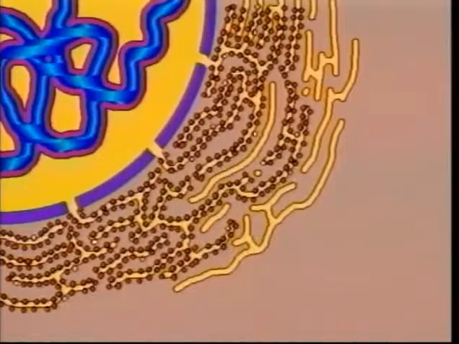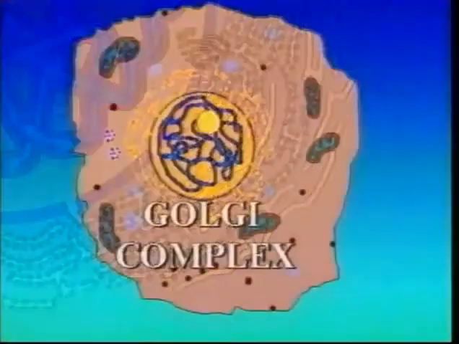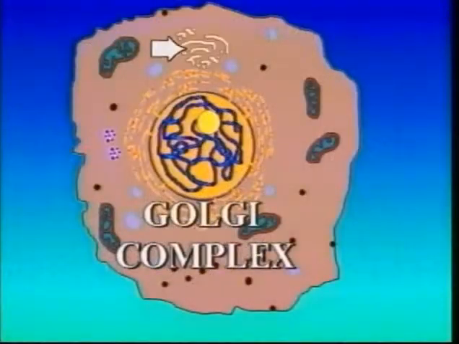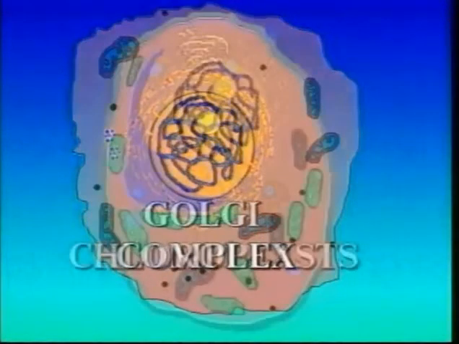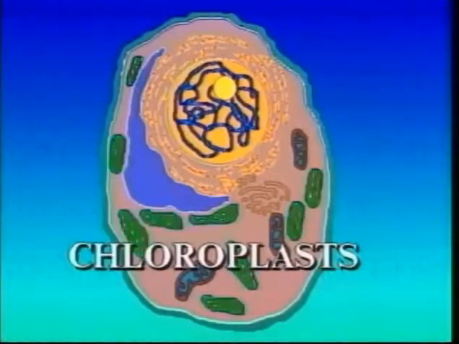And the network of hollow tubes upon which most of the ribosomes sit, called the endoplasmic reticulum, or ER, used in transporting proteins inside the cell. The Golgi complex, where proteins are packaged. And in plant cells, the chloroplasts, which are extra important organelles because they are used to create food.